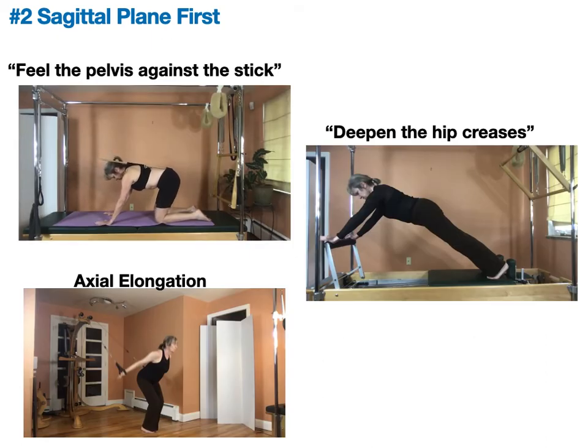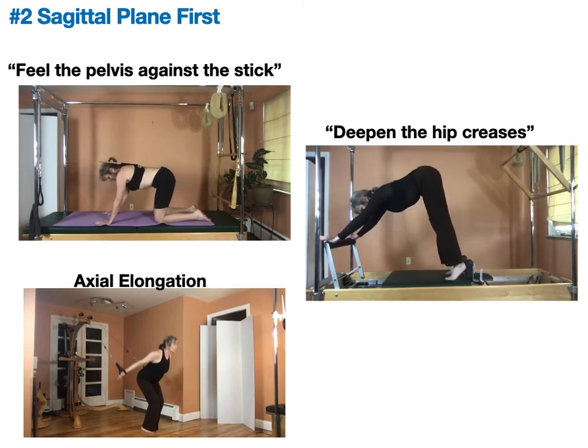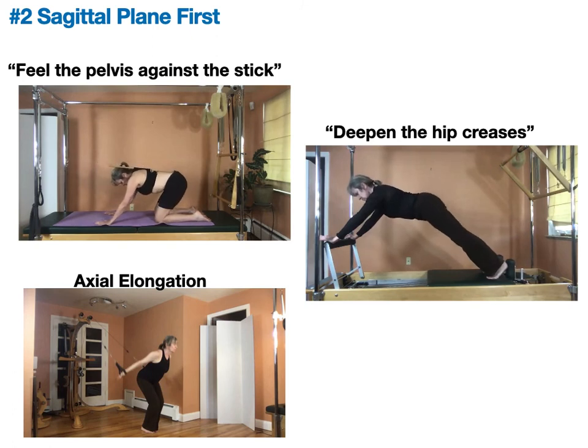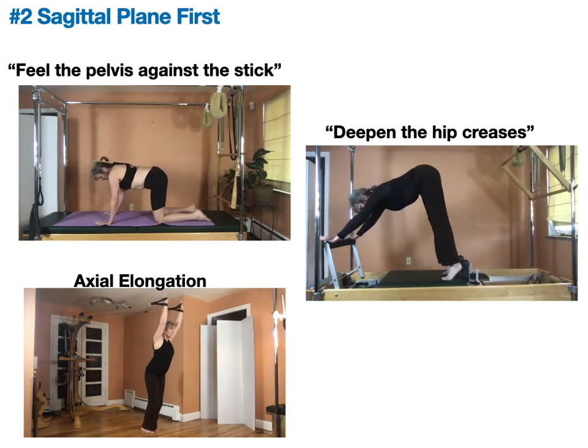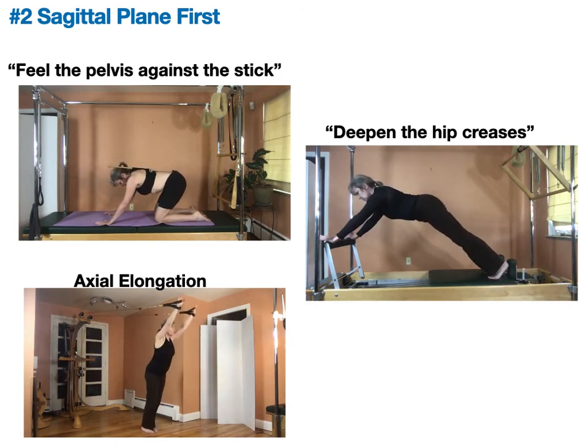Techniques to encourage spinal alignment and lumbar lordosis may include imagining a stick on your back against the head, mid-back, and pelvis. Self-cues such as "feel the pelvis against the stick" or "deepen the hip creases" may be helpful to maintain a balanced spine and axial elongation.